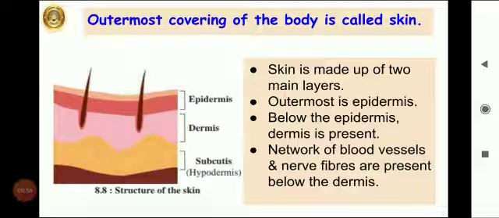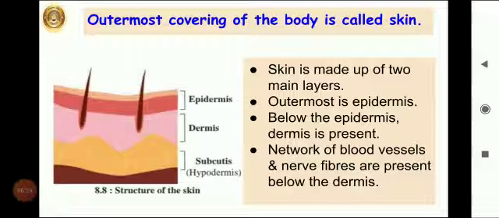The outermost covering of the body is called the skin. Underline this. Human skin is made up of two main layers. The outermost layer is called the epidermis. See the picture given in your textbook, 8.8 structure of the skin. The first layer is the epidermis. Below the epidermis, the dermis is present. The pink colored layer is the epidermis.